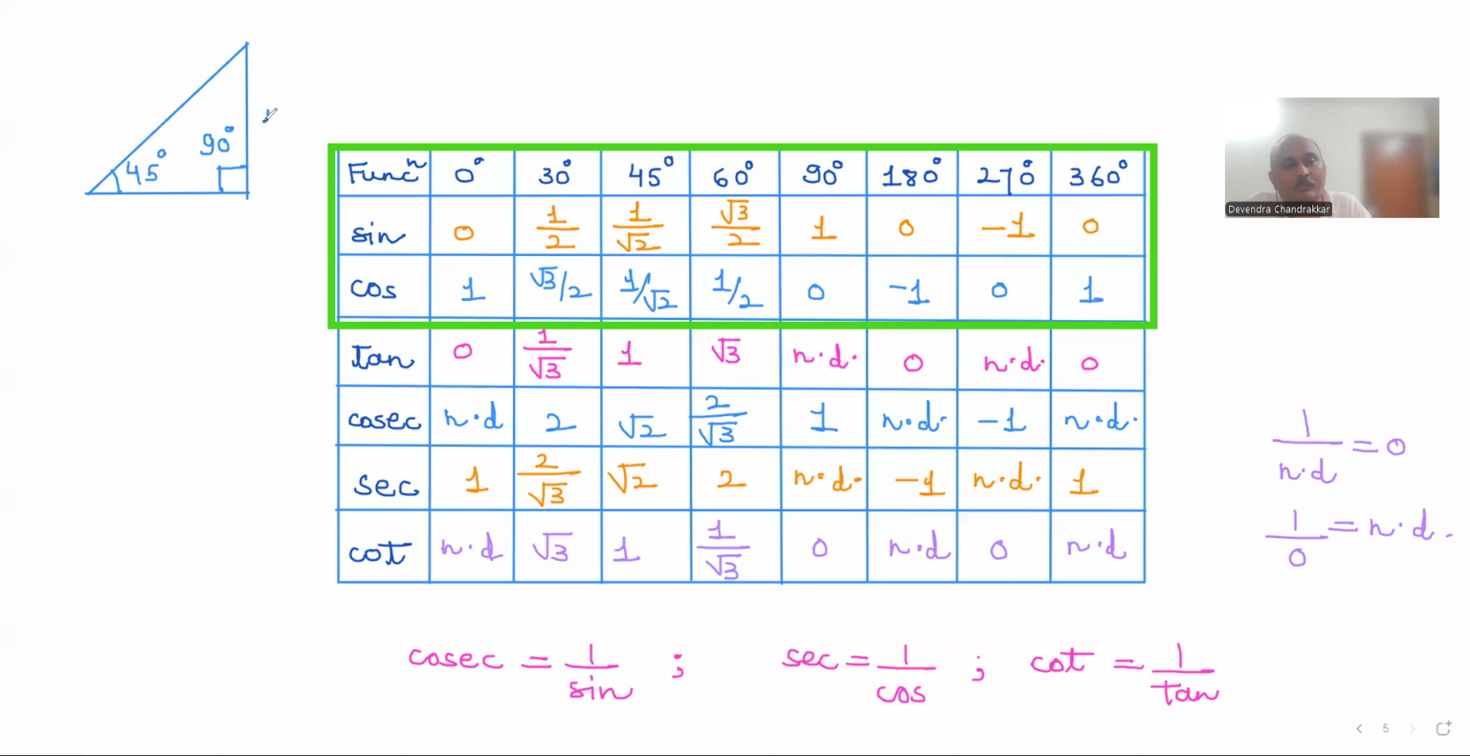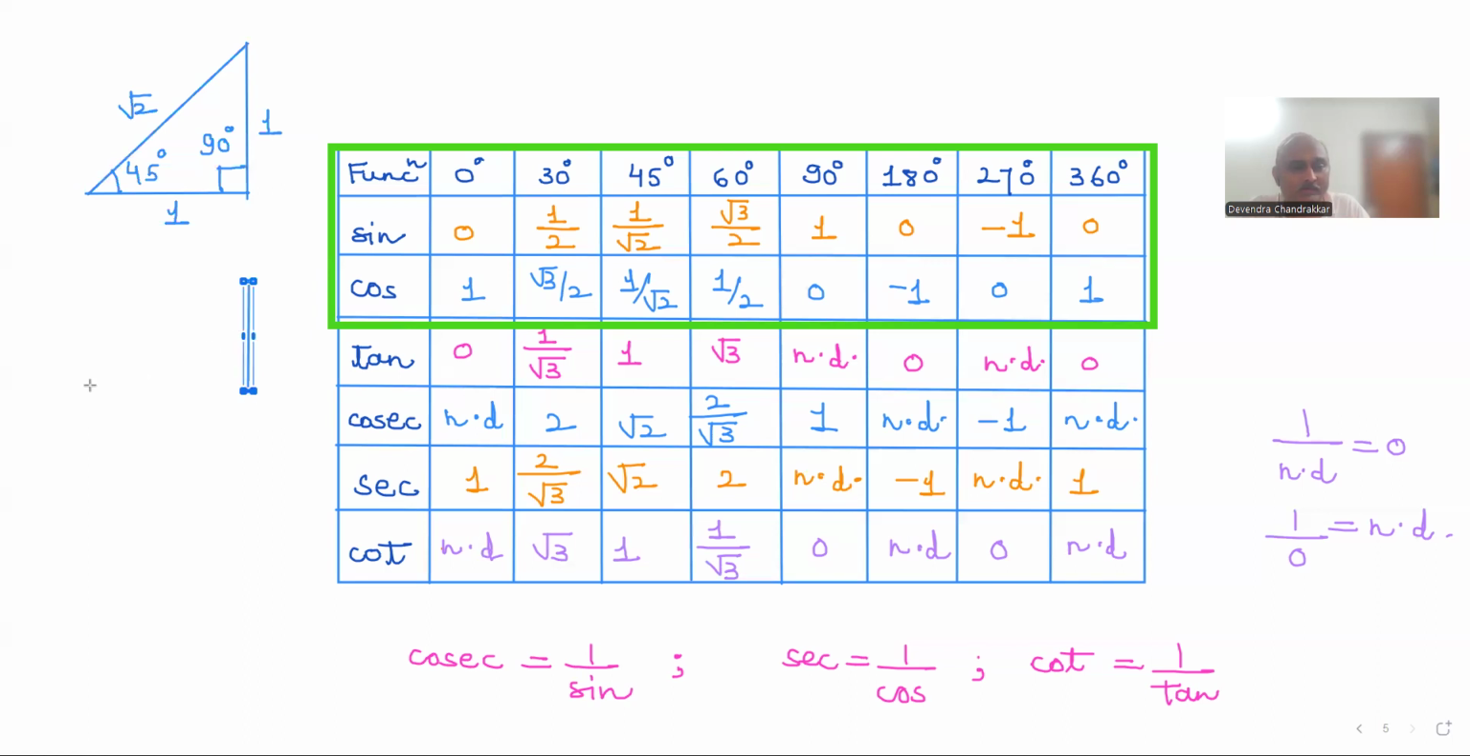Now see, these sides will be equal. You all are aware of this. So this will be root 2. Now you know how to write sine 45, cos 45. Sine 45 is perpendicular upon hypotenuse. Cos 45 is base upon hypotenuse. So this is one way.